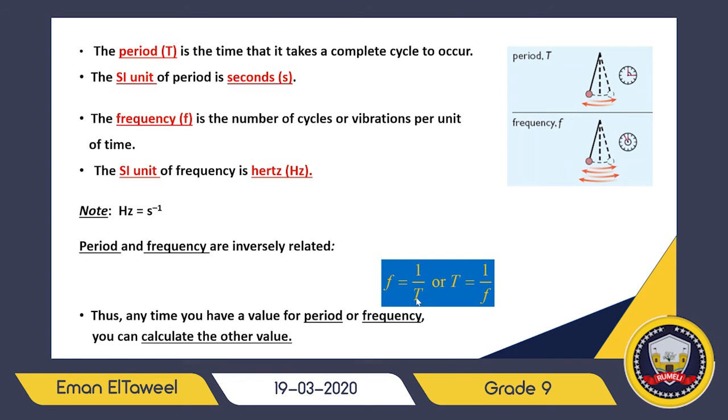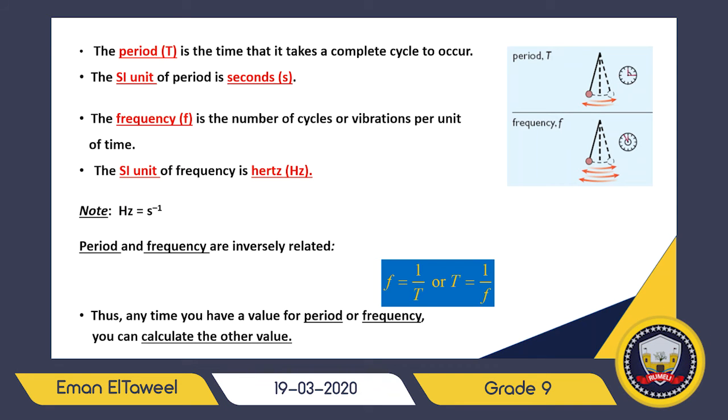For example, if the period equals 5, the frequency equals 1 over 5. If the period equals 10, the frequency equals 1 over 10. And if the frequency equals 6, the period equals 1 over 6. If the frequency equals 3, the period equals 1 over 3. So now we have finished amplitude. What does it mean? Frequency and period.